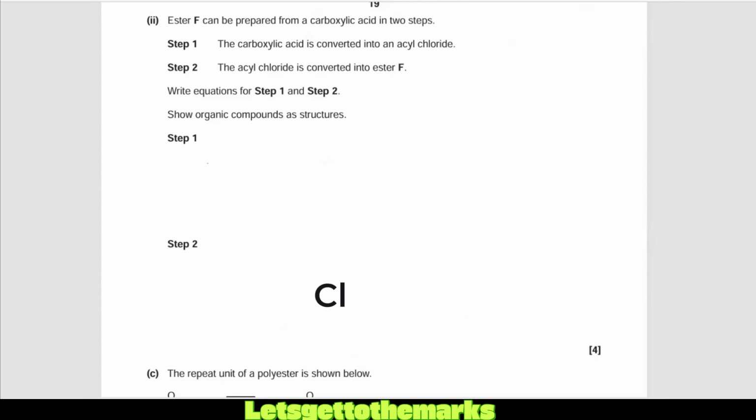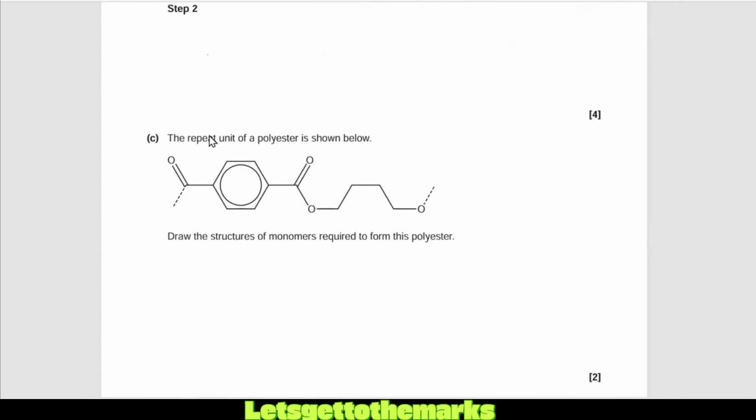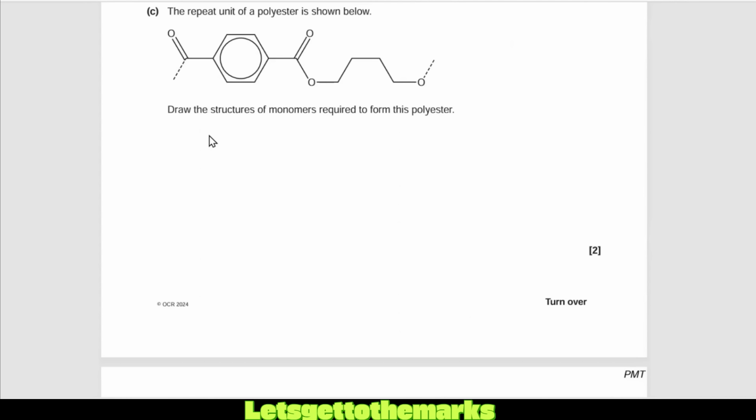Lovely. All right, let's move on. So for this next one, you want to look at this repeat unit of a polyester. Draw the structures of the monomers required to make this polyester. Basically, split that into two molecules. Both molecules have identical functional groups. And it should be nice and easy for you to do. Pause the video and have a go.